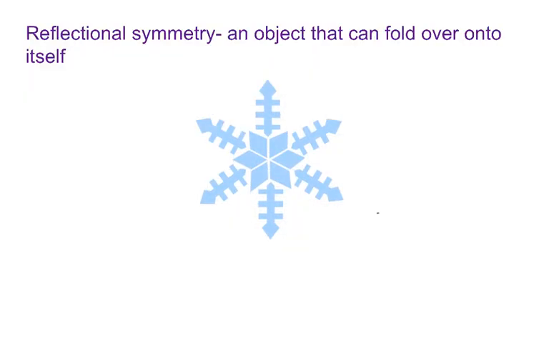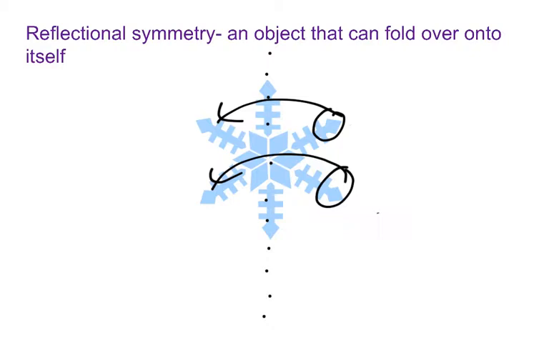All right, some objects have reflectional symmetry. And that's when an object can fold over onto itself and it doesn't overlap. So for instance, this snowflake, we could draw a dotted line right through the center, and you could notice that this would fold over there, this would fold over there, and these halves would fold over onto themselves. Okay, so it is symmetrical.